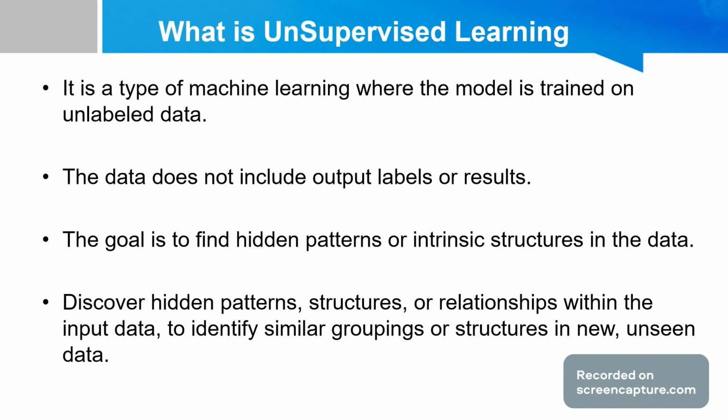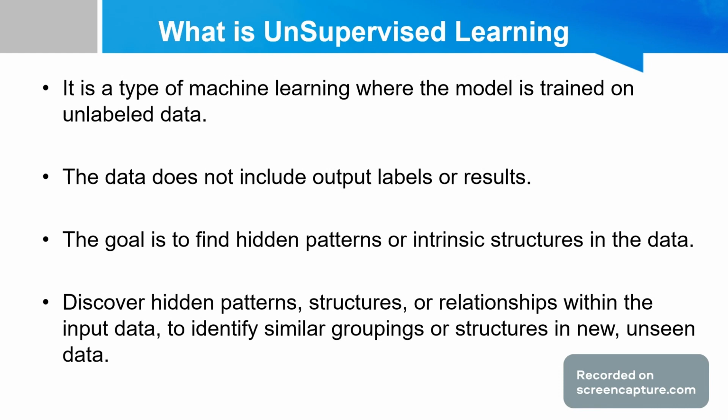Now, what is unsupervised learning? It is a type of machine learning where the model is trained on an unlabeled dataset, where we don't include output labels or results. It is to find the hidden patterns, the intrinsic structures in the data. So here we don't have the output mapped to each input. So we have to learn the data to find the hidden patterns or intrinsic structures in the data.